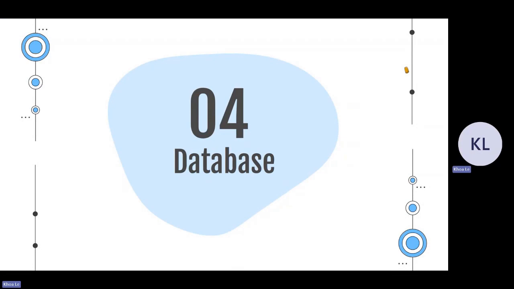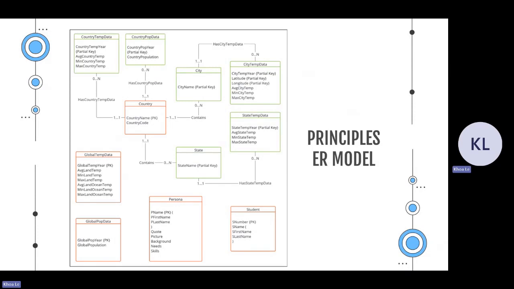Now I will be talking about the database that we implemented for our web page. Firstly, in our entity relationship model, we have colored the borders of each entity corresponding to whether they are weak or strong entities. Here, red bordered entities are strong entities. So country, global temp data, global pop data, persona, and student are all strong entities. And then state temp data, city temp data, country temp data, and country pop data are weak entities.